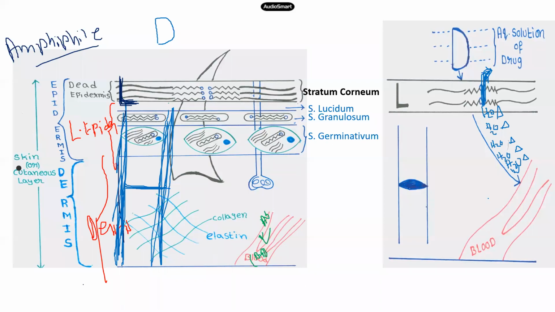Which layer you like very much, Pratika? Which layer of your skin do you love? Stratum corneum. Good, good, good. Why, Parnika? Why are you loving the stratum corneum so much?